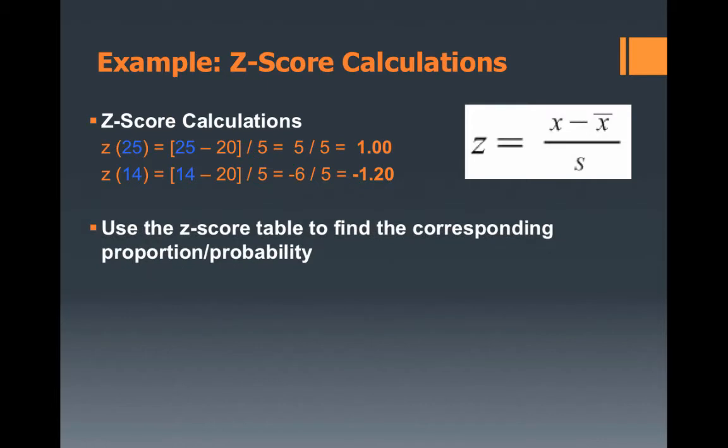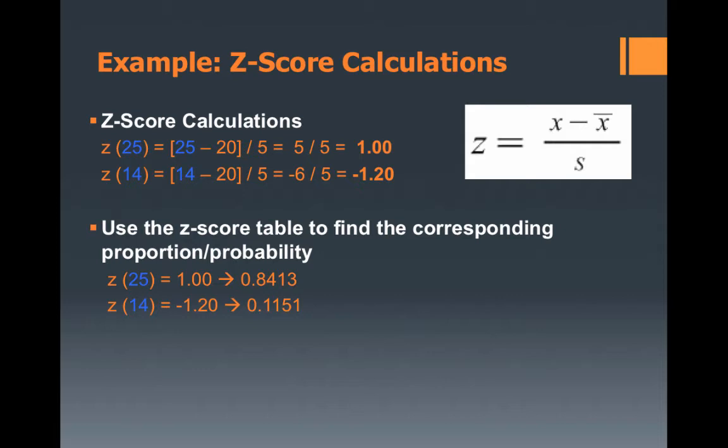So now that we have a z-score, what do we do? We use the table to find the corresponding proportion or probability. So the z-score for 25 was 1, and we look at the table, that gives us a corresponding probability of 0.8413. And for our z-score that corresponds to a score of 14, negative 1.20, gives us a probability of 0.1158.